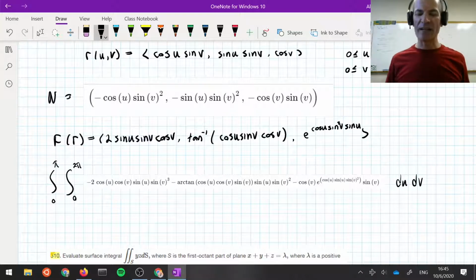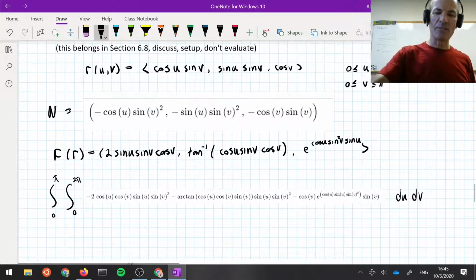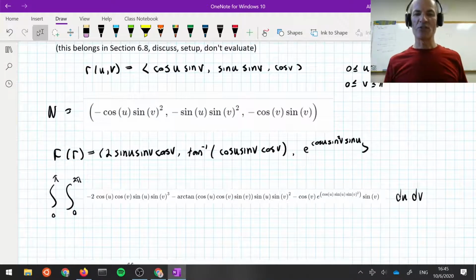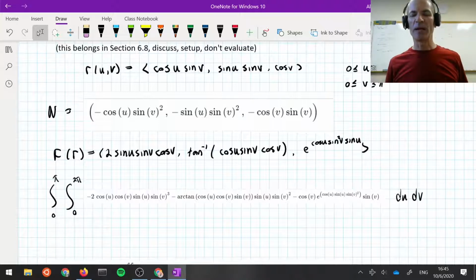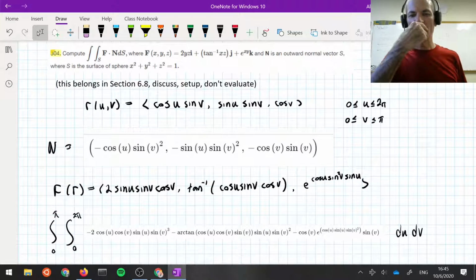Any of you want to try your hand at that integral? Have at it. I'm done. I'm pretty sure Sage can't do this either. We will find in section 6.8 that the divergence theorem can actually let us do this, and you get very simple results there, which is the true power of the divergence theorem. So that's set up.